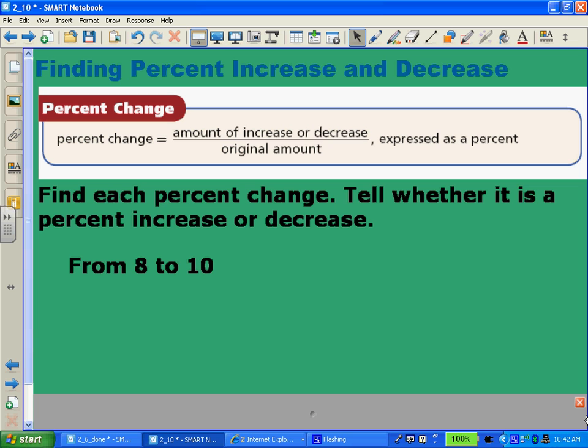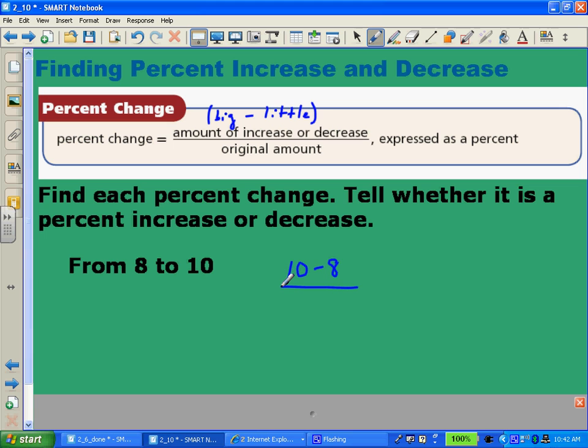So here's what your first type of problem will look like. It'll say find the percent change and tell whether it's an increase or a decrease. So this one says from 8 to 10. So in order to find the percent change, we're going to figure out the amount of increase or decrease. And to do that, you take the big number minus the little number. It doesn't matter what order they come in. That top part will always be the big number minus the little number. So here, I'm going to do 10 minus 8. And then I'm going to divide that by the original amount.